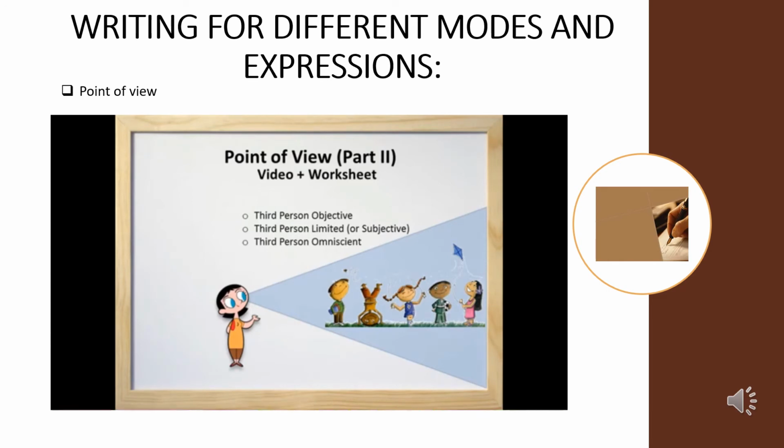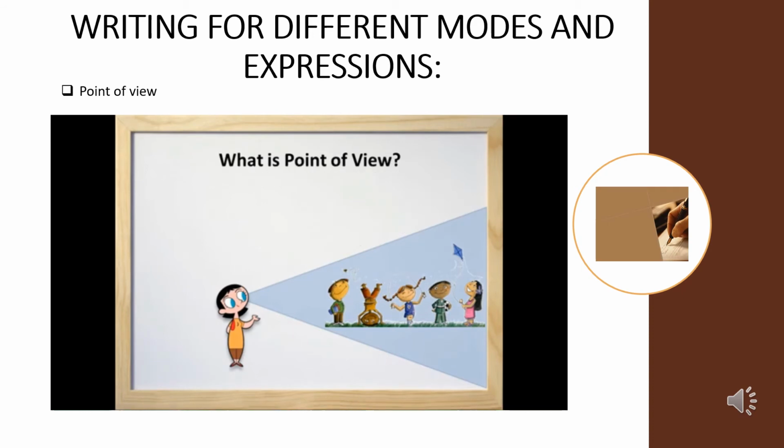In the last video, Part 1, we learned about the 3 main points of view, first person, second person, and third person. In this video, Part 2, we're going to learn about the 3 types of third-person point of view. They are called third-person objective, third-person limited, which is also called third-person subjective, and third-person omniscient.